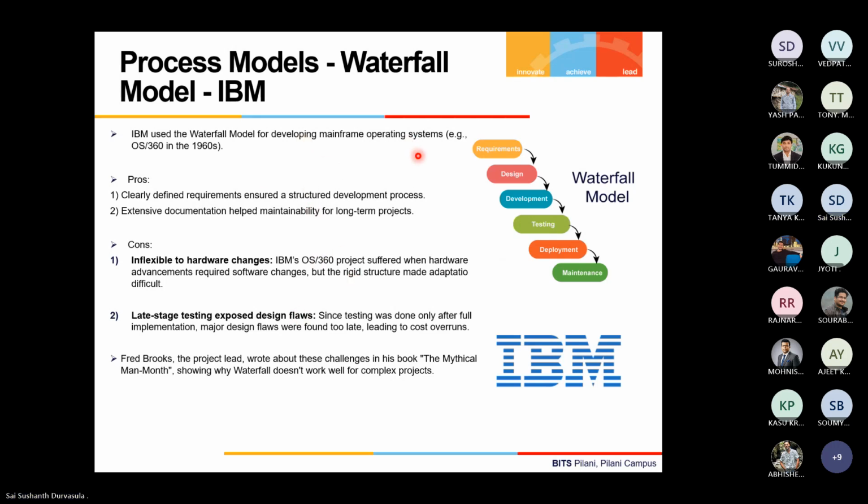IBM, in very old times now, when they were developing mainframe operating systems like OS/360, were following this waterfall model. Because the requirements were clearly defined earlier, they had a structured development process, and extensive documentation was done at each phase. Like after the requirements phase, as we discussed, it is the BRS or business requirement specification. Then designers write the technical requirement specification and so on. So it was extensively documented throughout, and the requirements were also clear.